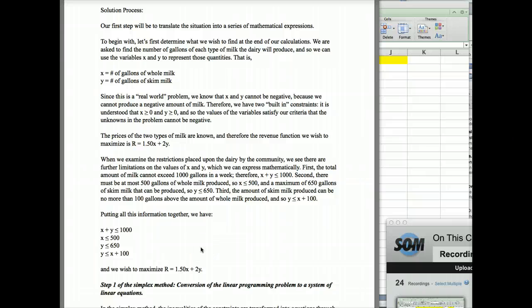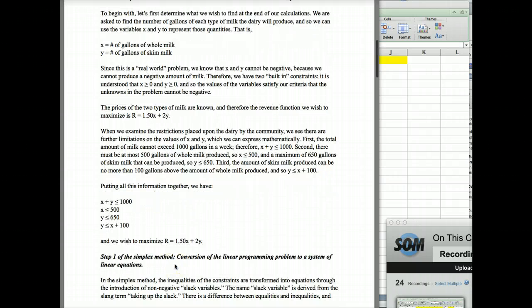The first thing we need to do is create what we call a linear programming problem, where we need to reduce this so there are no less-than signs, only equal signs. We do that by introducing what are called slack variables. Slack variables take up the slack.